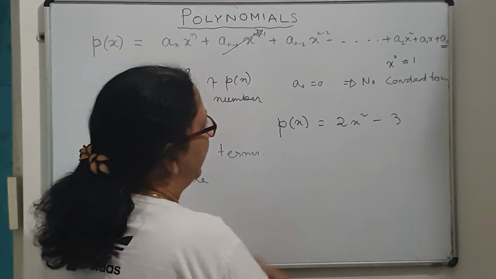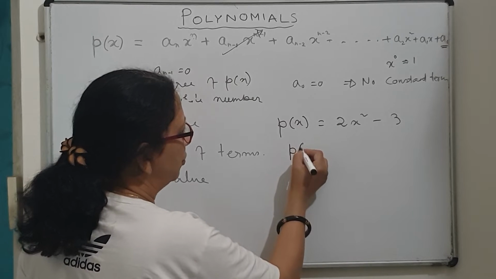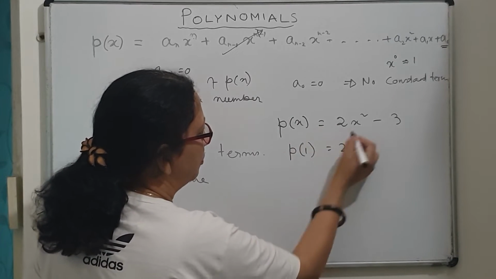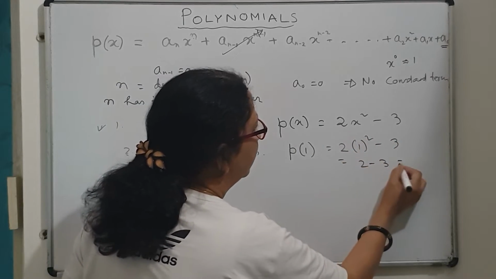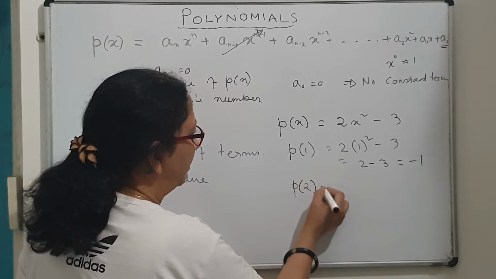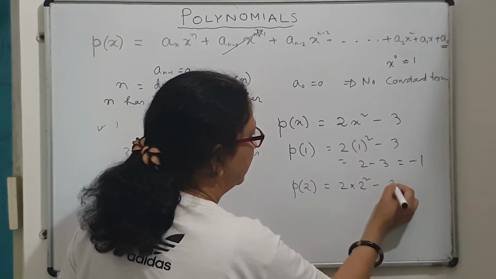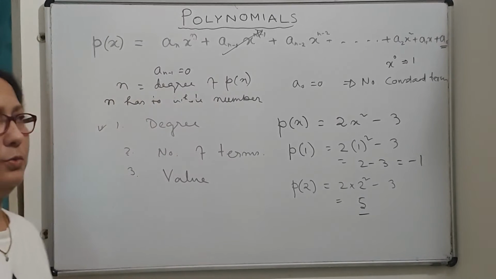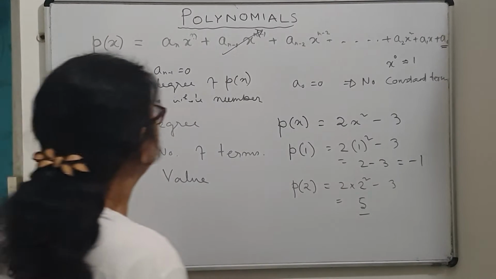So how do you get the value? For different values of this variable, if I take the value of x to be 1, that is x is equal to 1, then in the place of x I put 1. So 2 minus 3 is minus 1. Similarly, if the value of x is 2, then it is 2 into 2 square minus 3. 8 minus 3 is 5. So in this way we can get the value of a polynomial.